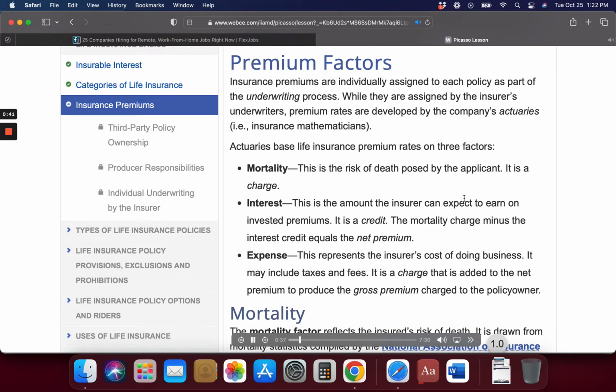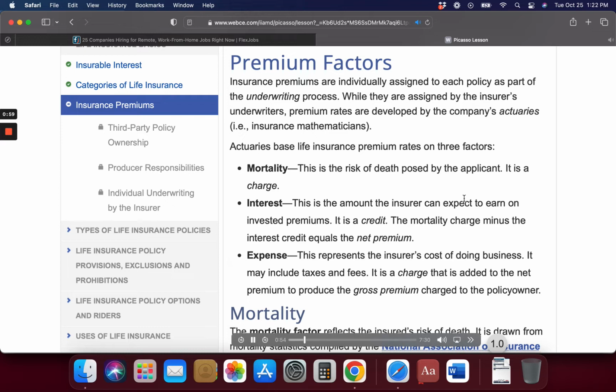Mortality. This is the risk of death posed by the applicant. It is a charge. Interest. This is the amount the insurer can expect to earn on invested premiums. It is a credit. The mortality charge minus the interest credit equals the net premium.